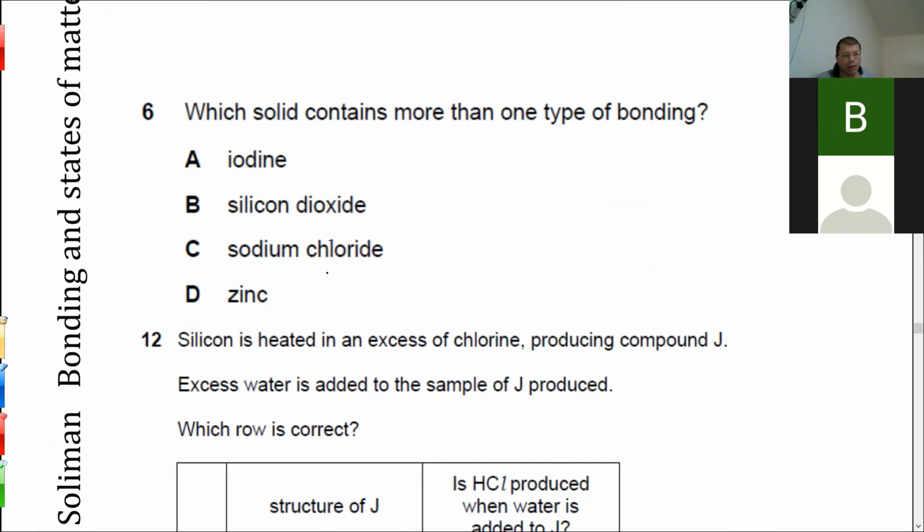Which solid contains more than one type of bonding? A, iodine. Iodine has a covalent bond between the two atoms, intramolecular covalent, with van der Waals attraction force between the molecules. Silicon dioxide is only covalent macromolecular structure. Sodium chloride is only ionic giant structure. Zinc is only metallic. So the answer is letter A.